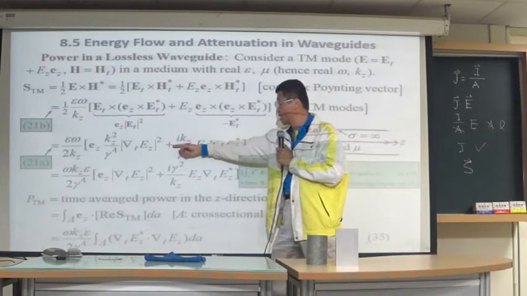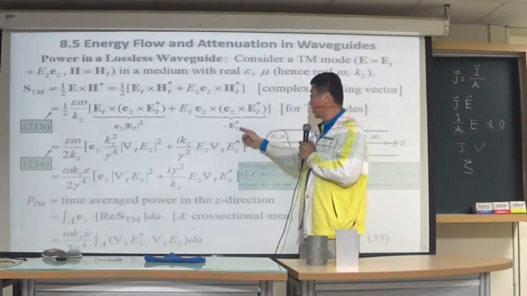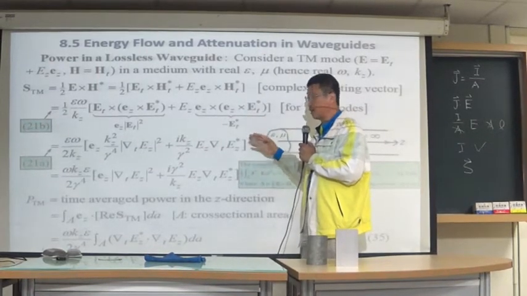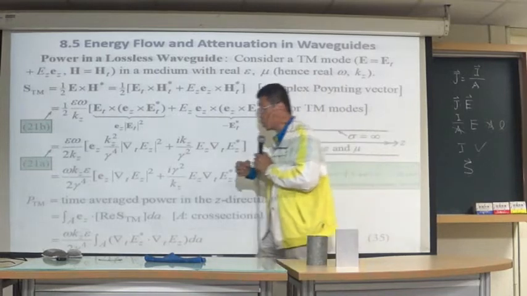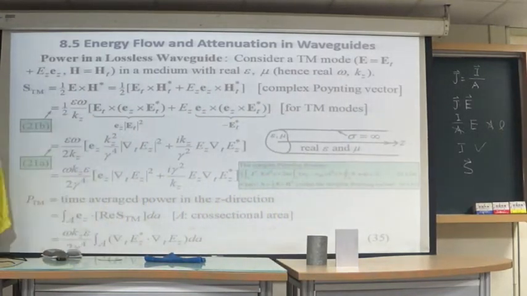We should have a minus sign. But remember, ET is related to EZ. You can check your lecture note. What is the relation between ET and EZ for TMO?